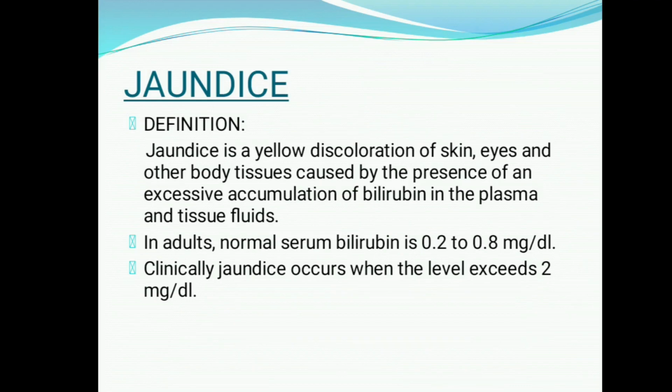Next comes jaundice. What is jaundice? It is a yellow discoloration of skin, eyes, and other mucous membrane caused by the presence of excessive accumulation of bilirubin in the plasma and tissue fluid. If the bilirubin level rises above 2 mg per deciliter, it leads to jaundice. I have already mentioned about jaundice in short in our previous lecture.